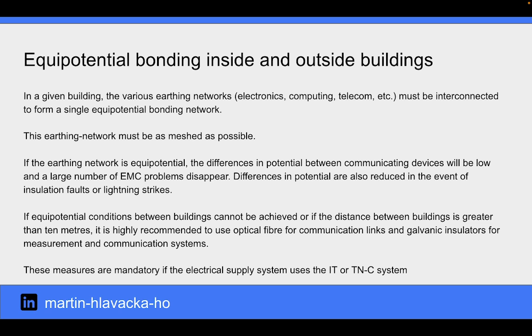If the earthing network is equipotential, the differences in potential between communicating devices will be low and a large number of EMC problems disappear. Differences in potential are also reduced in the event of insulation faults or lightning strikes. If equipotential conditions between buildings cannot be achieved, or if the distance between buildings is greater than 10 meters, it is highly recommended to use optical fiber for communication links and galvanic insulators for measurement and communication systems. These measures are mandatory if the electrical supply system uses the IT or TNC system.